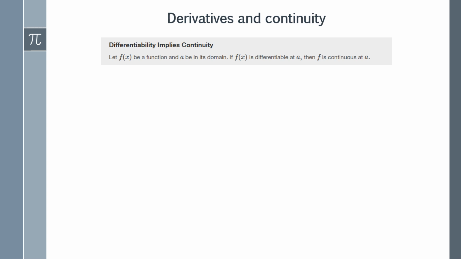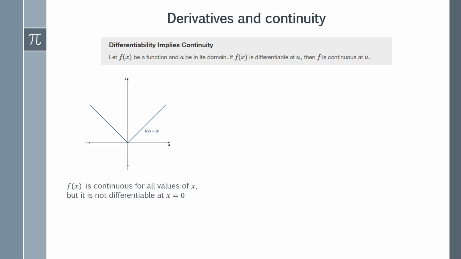Okay, let's switch our focus to the next topic for today's lecture, and that is derivatives and continuity. Here you see a statement that says that differentiability implies continuity. That is, if we're working with a function, f of x, and a is a point in its domain, then if f is differentiable at a, then it must also be continuous at that point. So let's explore this idea further.